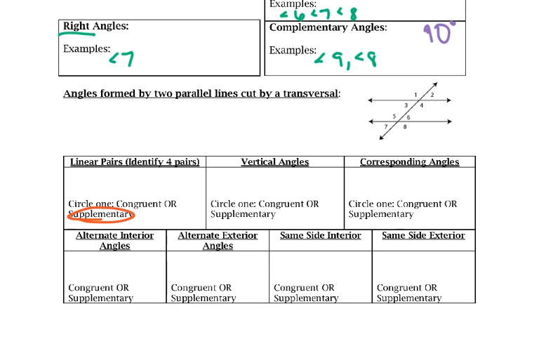Okay, vertical angles. There's a lot that you could have named. You could have said 2 and 3 are vertical angles. You could have said 1 and 4 are vertical angles. You could have said 5 and 8 are vertical angles. You could have said 6 and 7 are vertical angles.